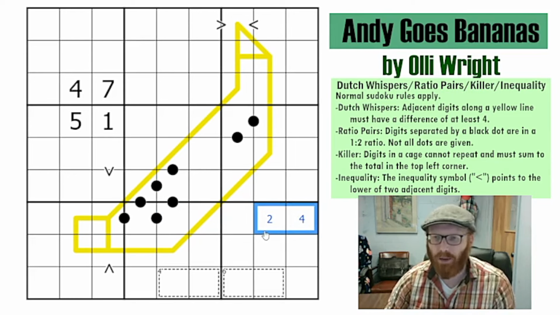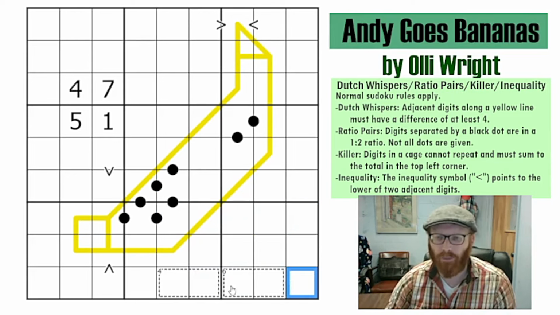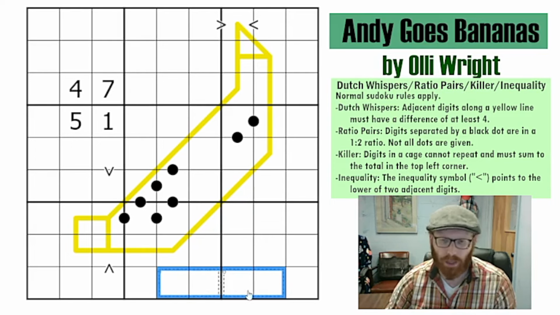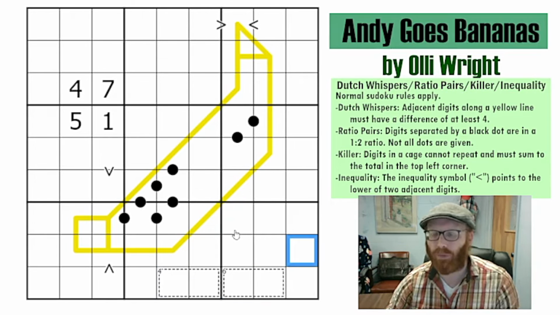But not all digits are given, so we could have a 2-4 over here with no black dot. That's totally okay. We have a couple killer cages down here at the bottom. In these, digits cannot repeat, but they couldn't repeat anyway. And the digits in here have to sum to the value at the top left of the cage. So this has to sum to 4, this has to sum to 6.